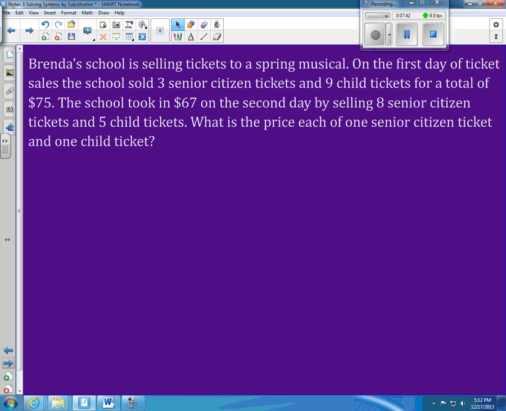All right, last problem. Brenda's school is selling tickets to the spring musical. On the first day of ticket sales, the school sold 3 senior citizen tickets and 9 children's tickets for a total of $75. The school took in $67 on the second day by selling 8 senior citizen tickets and 5 child tickets. What's the price of each one of the senior citizen tickets? Well, I want you to write our equations for this using x as the senior citizen and y as the child. You don't need to go ahead and solve this.